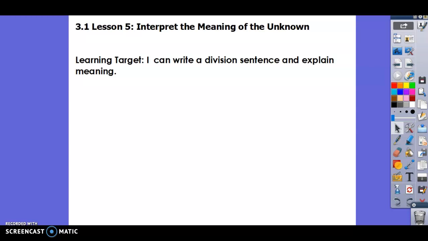Today we're going to continue talking about division, okay? Yesterday we talked about division, but I think we had a little bit of a problem. We started writing division sentences, but we have to understand the meaning of division sentences, okay? So our focus today is, when we write a division sentence, I want us to know what each one of those numbers represents.